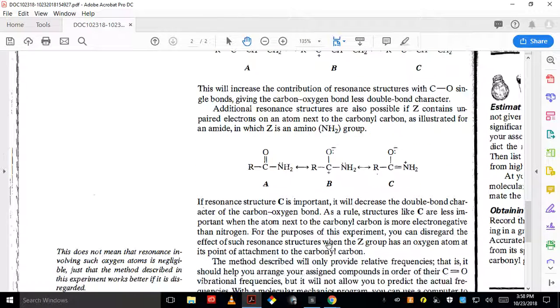Other structures that can do that is if this group has some lone pairs on it, like nitrogens or oxygens. So we move our pair up just like we normally would, and then notice what we can do. We can bring that lone pair of electrons in from the nitrogen here, create the double bond there, and now put the positive charge here. So now we've created another resonance structure that takes away from this ability.